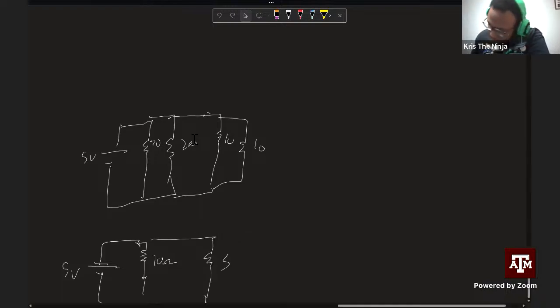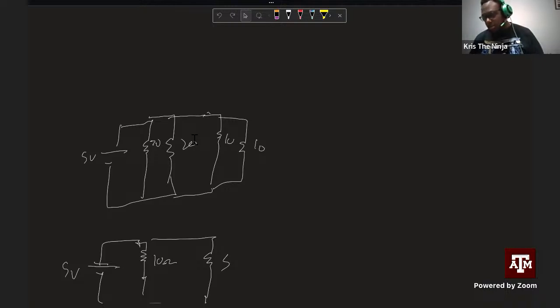And then you would end up just needing to do 1 over 10 plus 1 over 5, which equals 0.3. 1 divided by that is 3.333 repeating. And that's how many ohms are in this circuit. That's the same thing as if you had 3 10-ohm resistors in series with each other. So if they all have the same value, I think you're safe to add them all up.